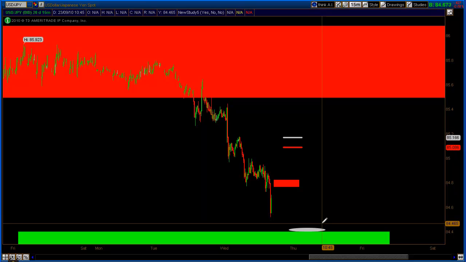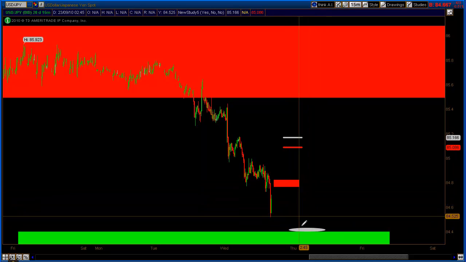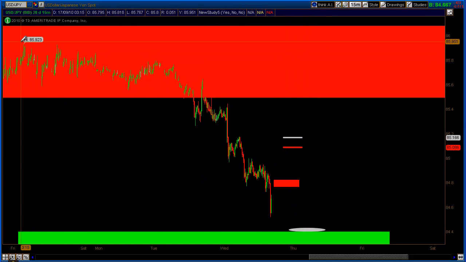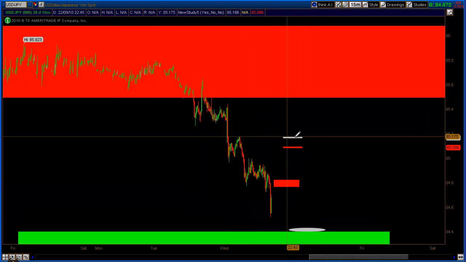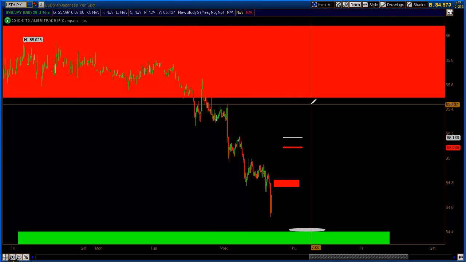If we get a break up from here before this level trades, just anticipate price coming all the way back, halfway back from 85.92s to lows here at 84.51s. Expect a halfway back play, which is right up here around this pivot at 85.17. So a couple different options, guys.